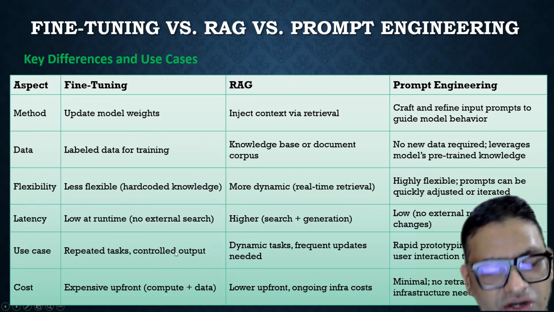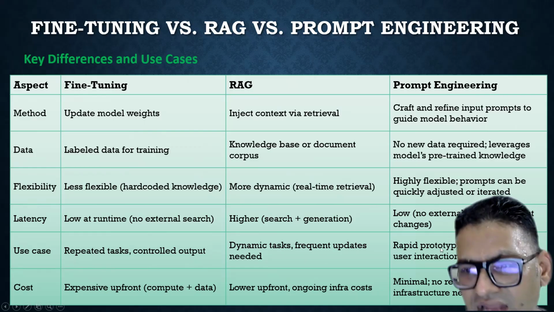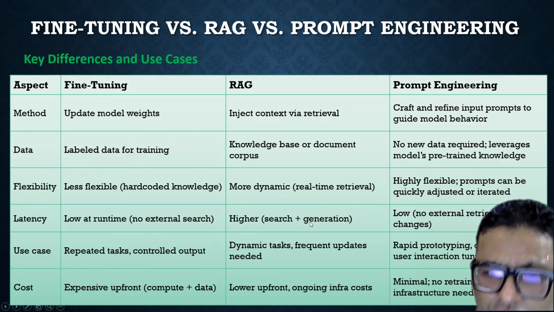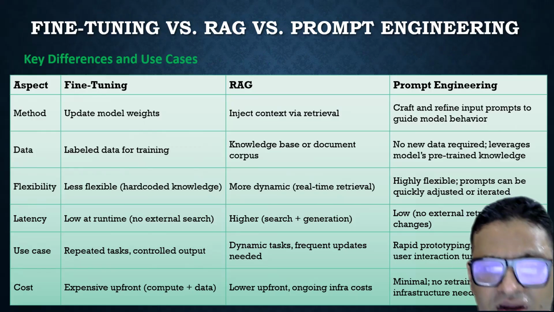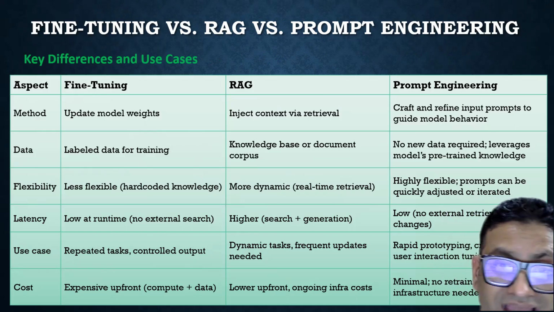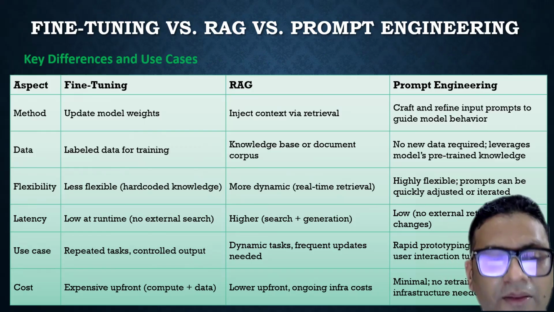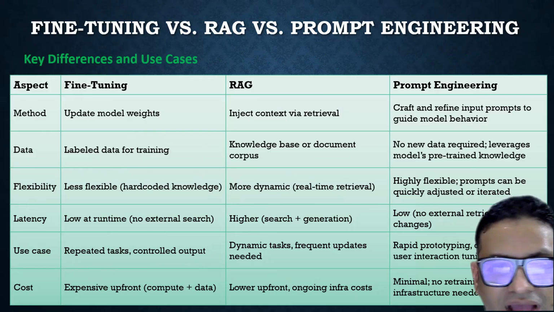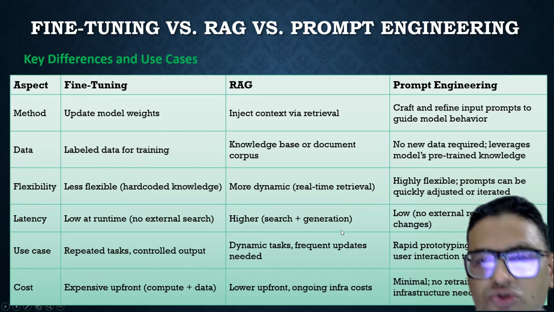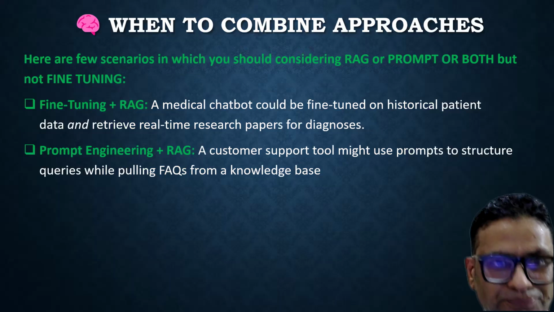Use case: repeated task and controlled output, as we have already discussed. Dynamic task with frequent updates needed, understandable, and rapid prototyping and all this stuff, right? So cost: fine tuning is definitely going to be a very costly affair. RAG is less than fine tuning, but still you have to manage the ongoing knowledge base. So it is debatable which is going to be more costly, right? Definitely fine tuning is, because we need a lot of resources and a very complicated process. We need a dedicated person for that. RAG seems to be a little cheaper, but prompt is definitely going to be the cheapest option, right?